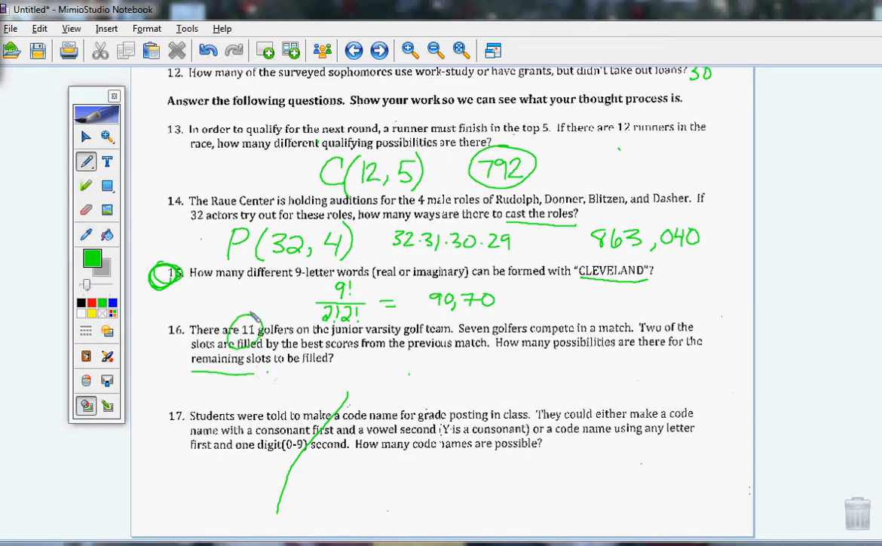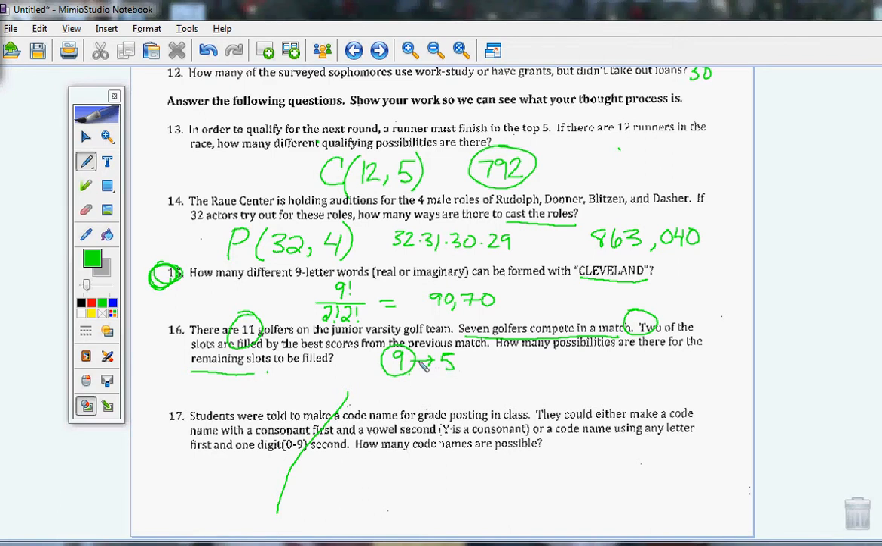So I have 11 golfers, right? Well, when they compete, 2 of them are going to be the best. So out of those 11, I actually have only 9 people left. So really, I'm picking from 9 people. And how many am I picking? I'm picking 5, because 7 golfers compete in a match. I already have 2 qualified. So out of the 11, I take away the 2 that are already playing. So really, I'm looking at 9 kids. And I'm saying, all right, out of these 9, I need to pick 5 to fill the remaining 5 spots.